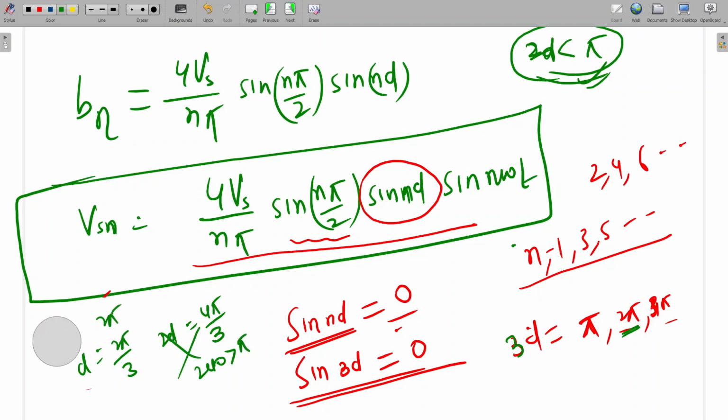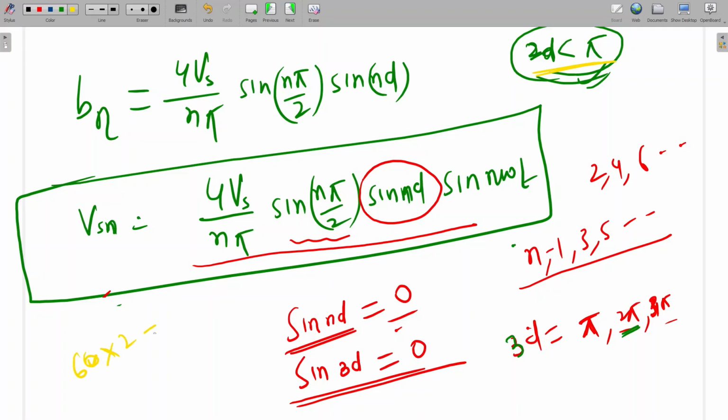So what will be the answer? Maybe this kind of answer will also be there in the option, but we should select only the valid range. So pi by 3 means 60, 60 into 2, 120 should be the pulse width. Is it clear? Clear up to now?